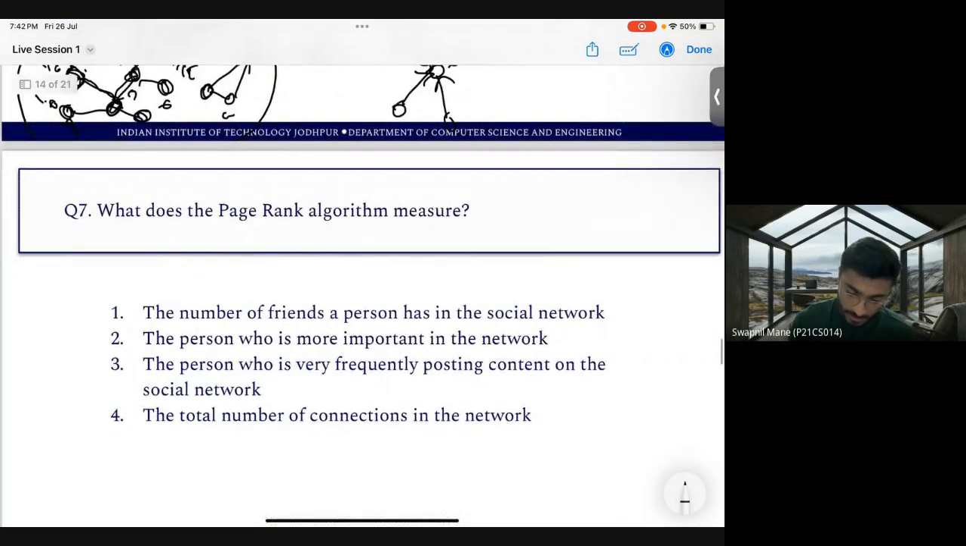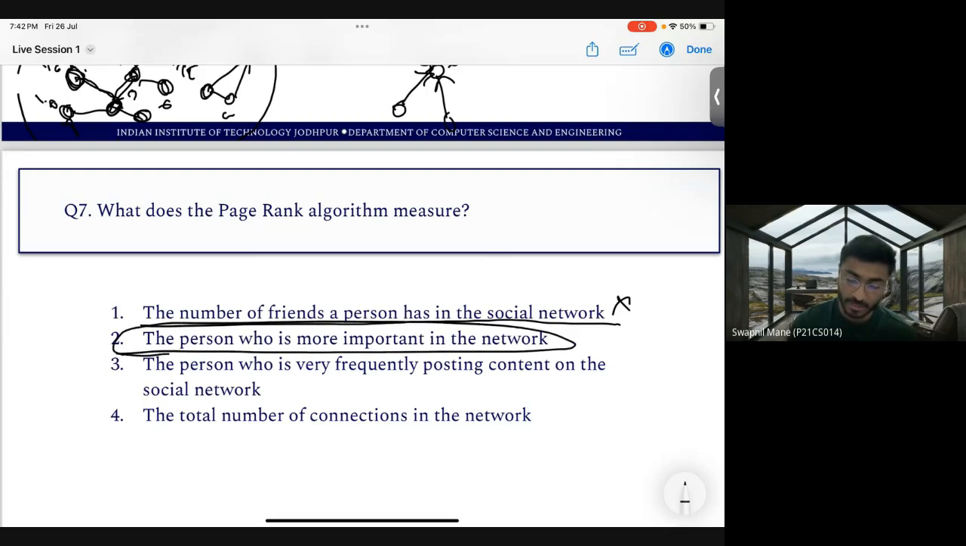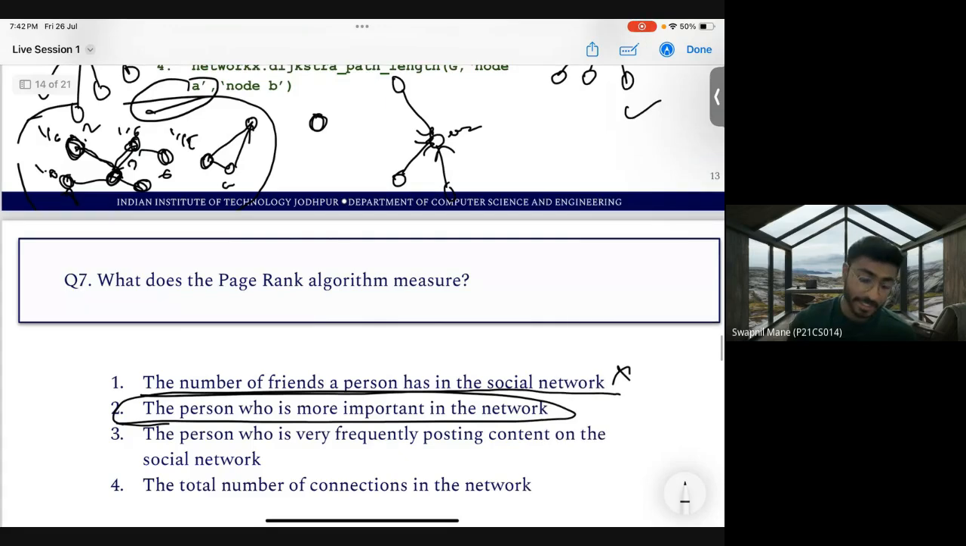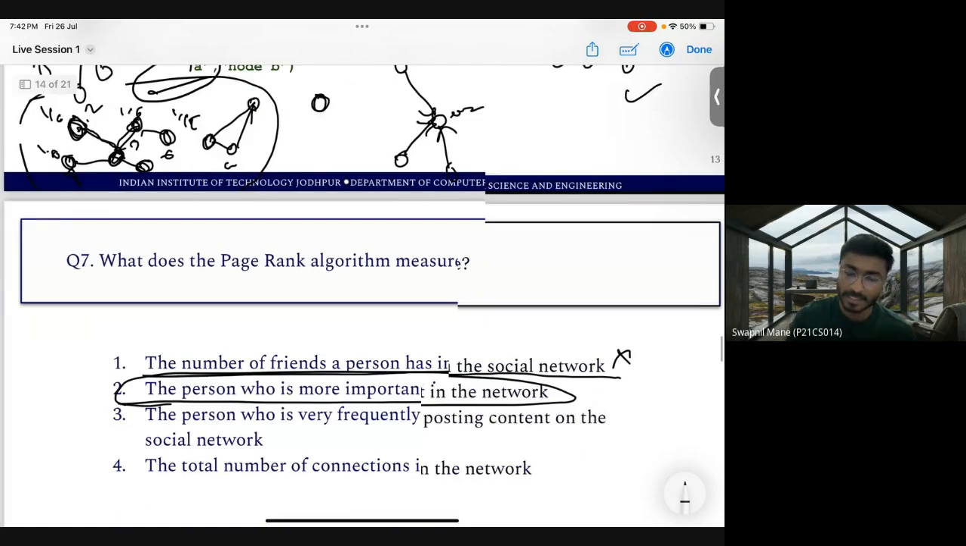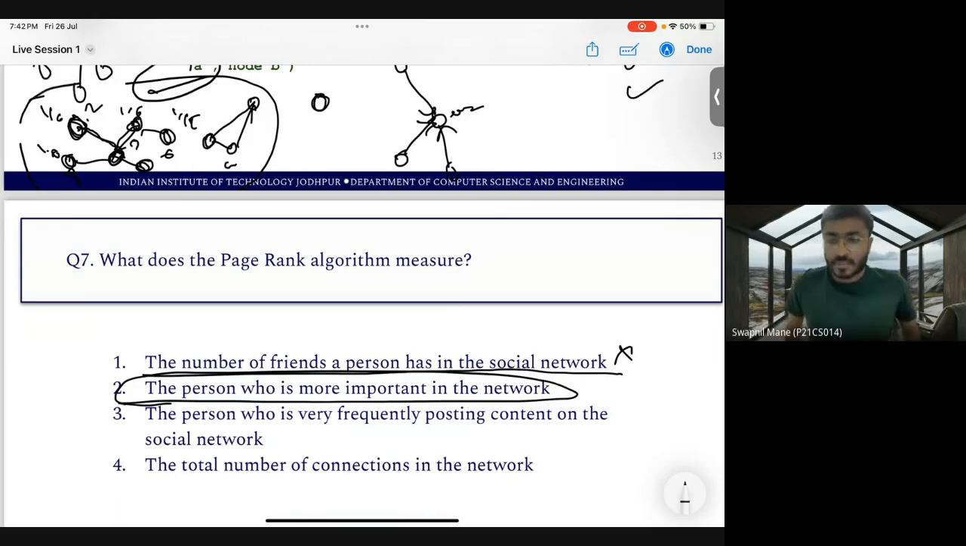The number of friends of a person in the social network, yeah, it's not correct. The person who is more important in the network, that's what we are getting from PageRank. So here we have considered the application of web pages, right? So consider a social network, where a node represents a user, and the edge represents a friendship relationship between them. Okay, likewise.